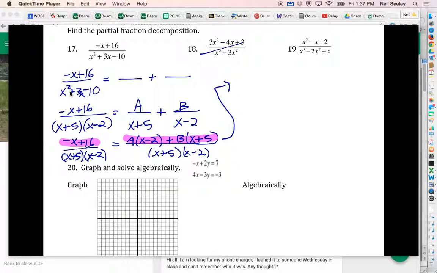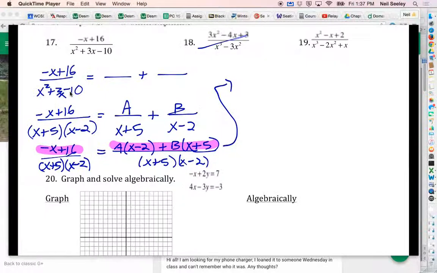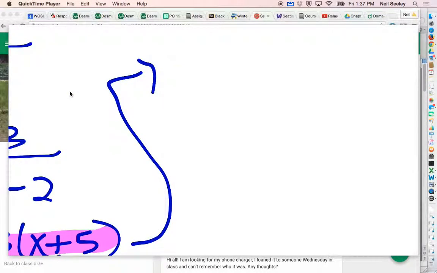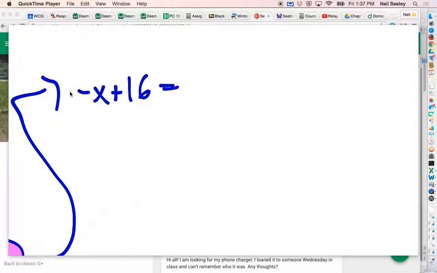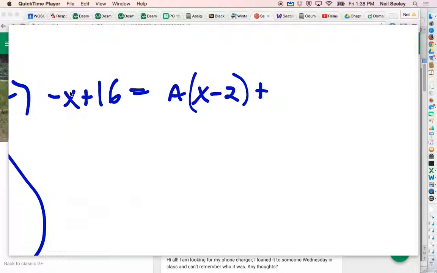Okay, so what you have is negative x plus 16, the numerator on the left, is now equal to the numerator on the right. And what did we end up with? It was just A times x minus 2 plus B times x plus 5.